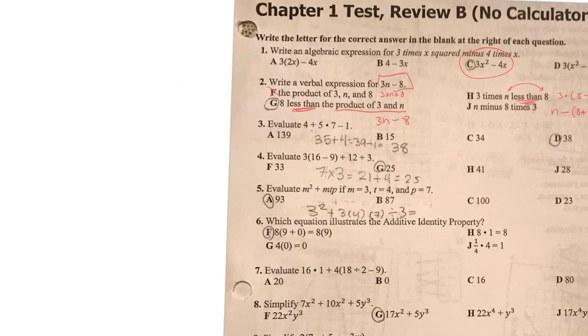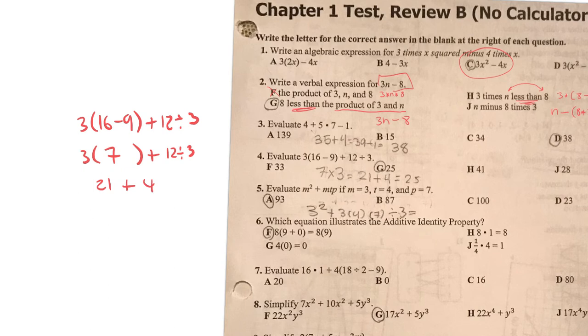So we have 3 times (16 minus 9) plus 12 divided by 3. PEMDAS says do the parentheses first. 16 minus 9 is 7, plus 12 divided by 3. Now we could do multiplication and division. So 3 times 7 is 21, plus 12 divided by 3 is 4. Then we do addition, 25. Okay, so that's that.